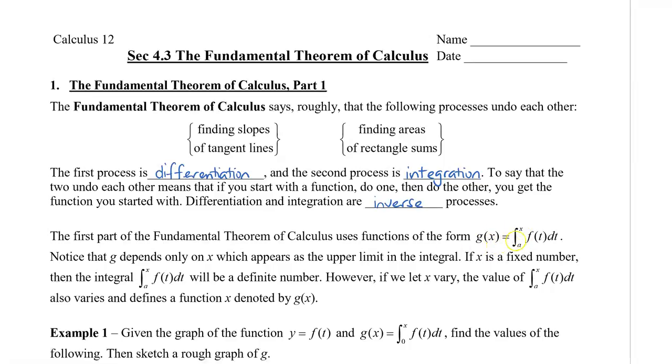G of x is equal to the integral from a to x of f of t dt. So notice that g depends only on x, and it appears as the upper limit in the integral. If x is a fixed number, then the integral will be a definite number. However, if we let x vary, the value of this integral also varies and defines a function of x denoted by g of x. So let's take a look at an example.